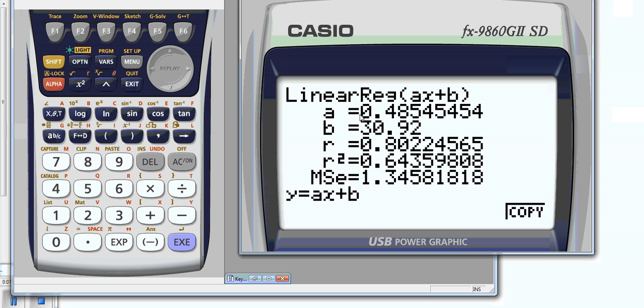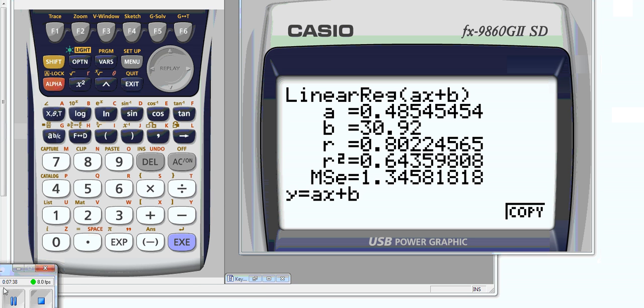What that gives us is the same ones that we saw on the screen for the TI-83 or 84 calculator. Our A value was this 0.485 something. Our B value was 30.3 or 92. So we're going to use those two as our M and our B for our y equals mx plus b equation. So we're going to take that and we're going to go back to our problem then.